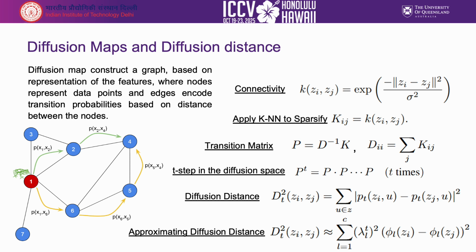A diffusion map is first constructed as a graph where nodes are data points and edges encode local transition probability. We then simulate a random walk process over T steps, where diffusion distance measures the similarity between points based on the long-range connectivity, essentially capturing both local and global feature structure. This is much more robust than relying on simple Euclidean distance. We approximate this diffusion distance using the transition matrix.